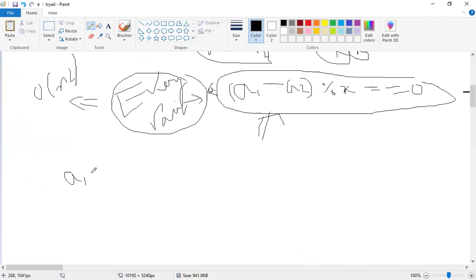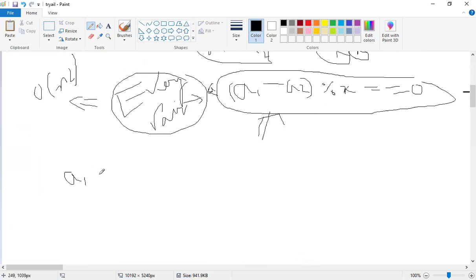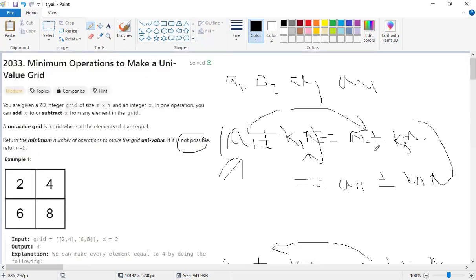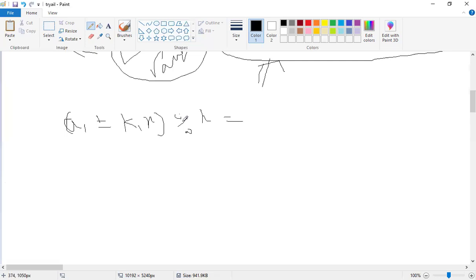It will be A1. Let's write that down also. A1 plus or minus K1x is equal to, and this whole condition is there. And if we do mod with x, what will we get? This guy will become zero, and this actually becomes A1 modulus x.